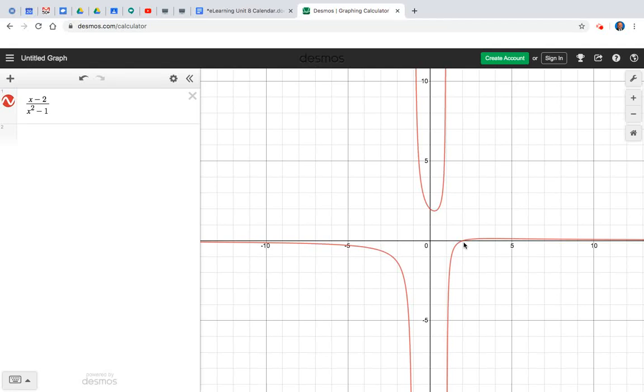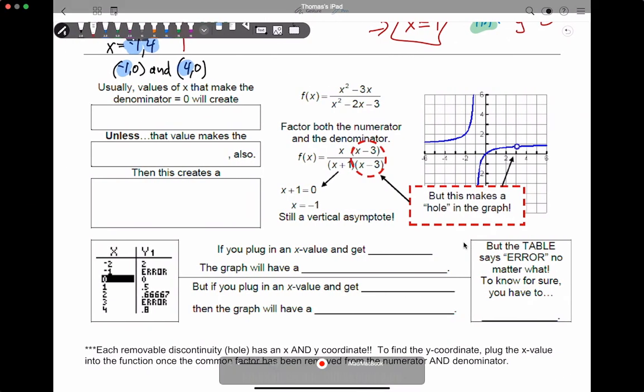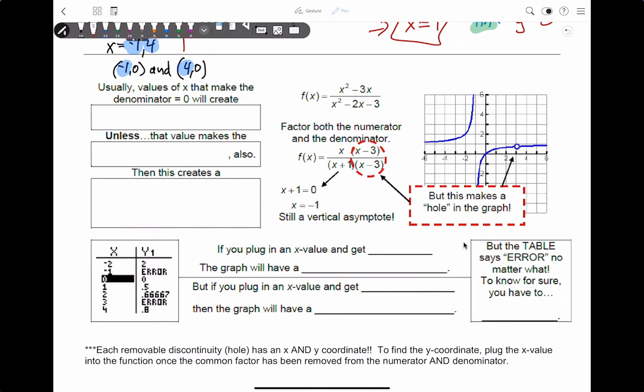All right, so now let's go back. Let's look at our next part. Our next example shows the following pure rational expression or function that is x squared minus 3x over x squared minus 2x minus 3. Okay, so what we're going to do is, this is where removable discontinuities start to occur.